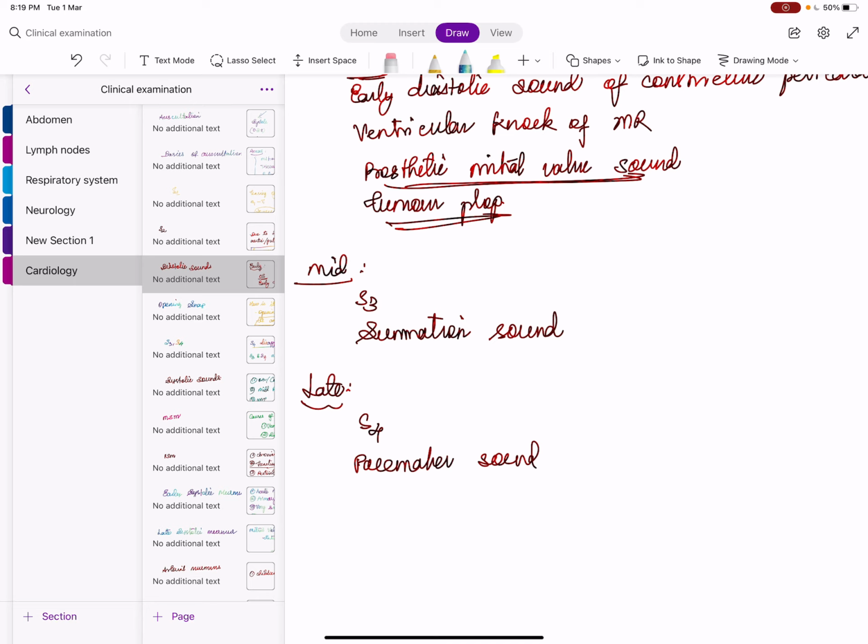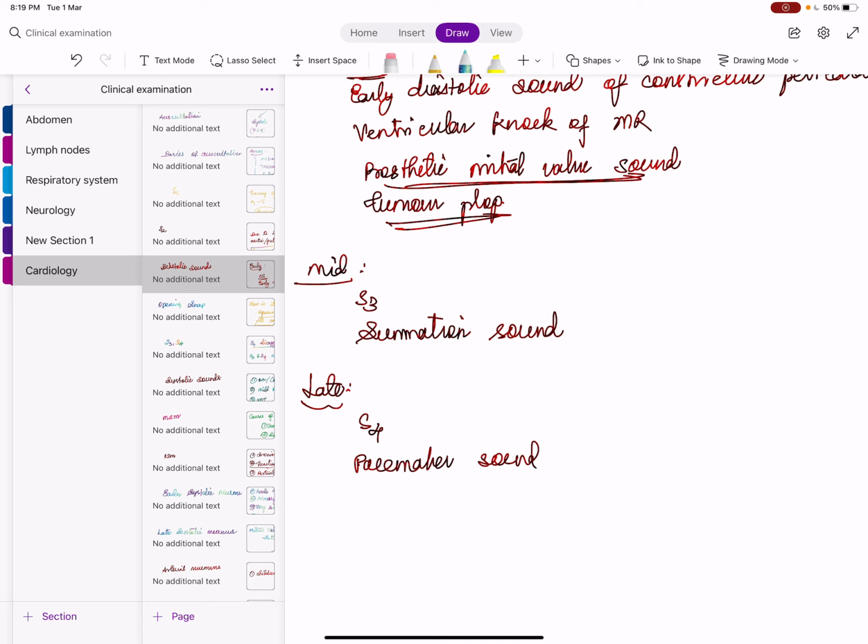Say it in the same order: RBBB will cause wide split, LBBB will cause paradoxical split. LBBB is the most common cause of paradoxical splitting, and this is the one which causes the widest reverse split. If you know just this one, that is enough. One condition which causes early contraction of the right ventricle is RV pacemaker or Wolff-Parkinson-White syndrome type B, where the accessory pathway goes to the RV. I am telling about paradoxical splitting: Wolff-Parkinson-White type B, RV pacemaker, complete LBBB.